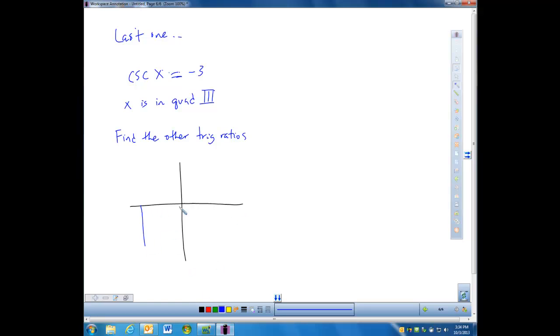Alright, so the first thing I'm going to do, I'm going to build my triangle. I'm going along the x-axis, going down to the terminal side. And let me think here, cosecant is negative 3, so that means just the reciprocal of that. Sine would be a negative 1/3, so opposite side is negative 1. Hypotenuse is 3. I'm going to do Pythagorean theorem here. Take negative 1 squared, add it to x squared equals 3 squared. Do my work. Take the square root of 8. Simplify that, I get 2 radical 2. That's my adjacent side.